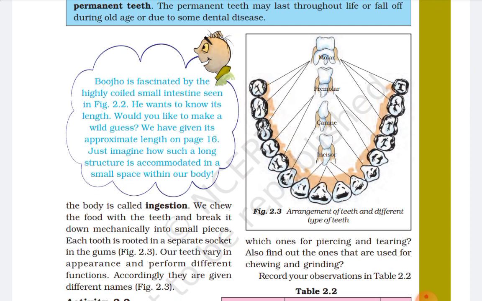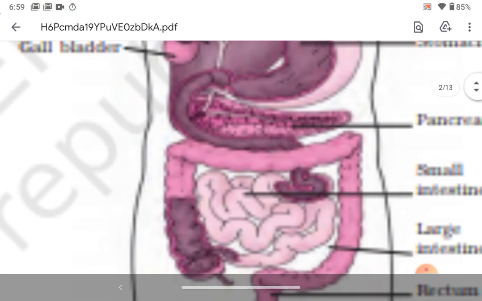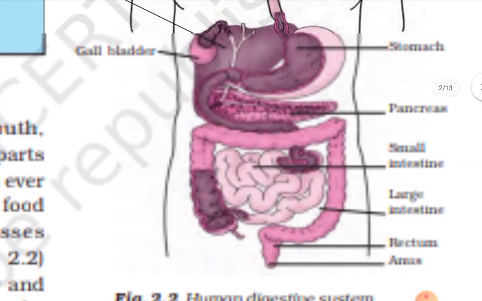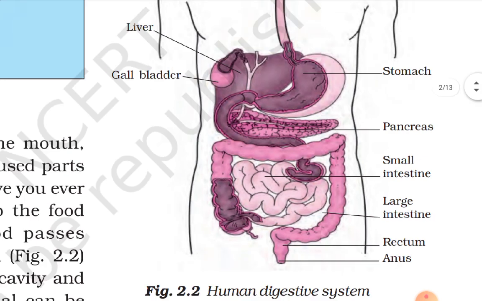Bojo is fascinated by the highly coiled small intestine seen in figure 2.2. He wants to know its length. Would you like to make a wild guess? We have given the approximate length on page 16. Just imagine how such a long structure is accommodated in the small space within the body. The small intestine here is very coiled. You can see it is everywhere in the stomach area, and it's very long also.